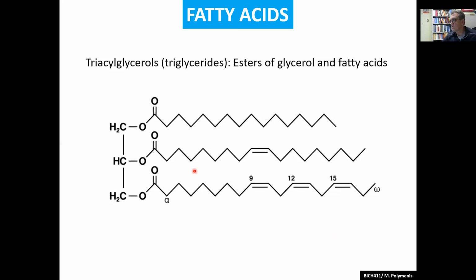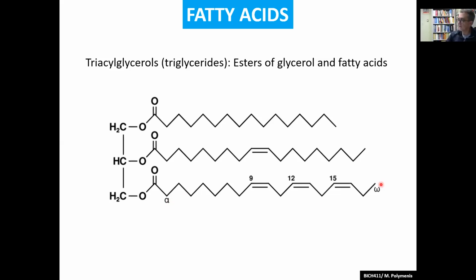Something else that we need to bring up here is the nomenclature. Alpha, or all the Greek letters here, refer to the carbon position relative to the carbonyl carbon. The one next to the carbonyl carbon is the alpha carbon, then beta, gamma, and so on and so forth. And the last one is the omega.